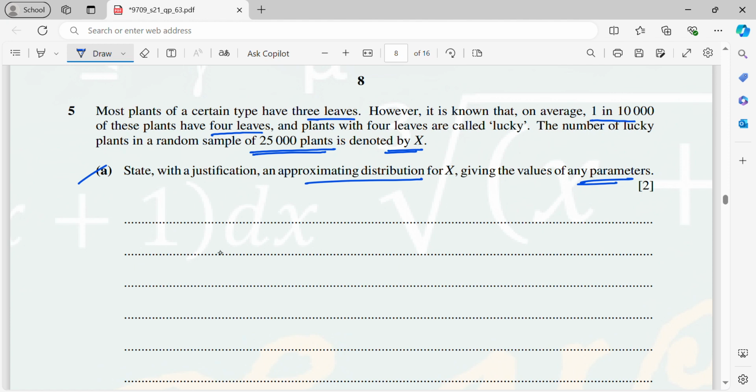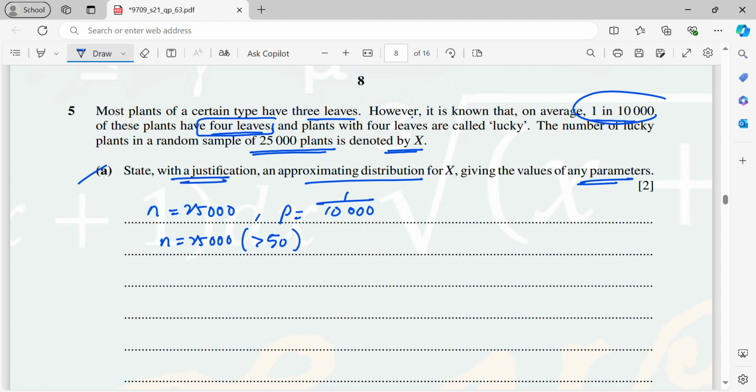Okay, so basically at first your n is 25,000. Okay, this is 25,000 plants. And then the probability, right? Probability to get 4 leaves. That is 1 in 10,000. That means the probability is 1 over 10,000. Right? So now we need to calculate. Now look at here. At first your n is 25,000, which is greater than 50. Okay, because state with justification.